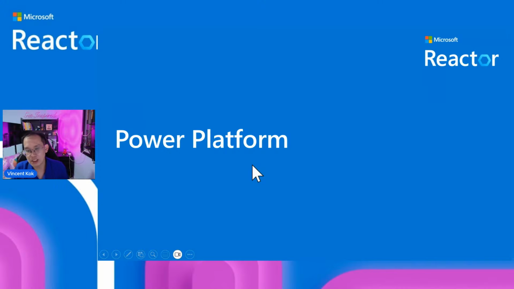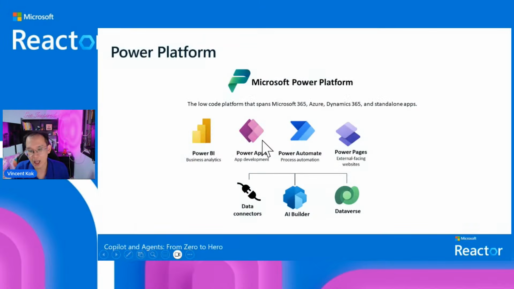Now, Power Platform, everyone. This is where we have the different components right here. It's a low-code platform that spans across Microsoft 365, Azure, Dynamics 365, and standalone apps. So we have Power BI, Power Apps, Power Automate, and Power Pages. Of course, each of them serves different purposes. Power BI is more for business analytics. Power Apps is for app development. Power Automate is for process automation through the flows that we create. And Power Pages is for external-facing websites.